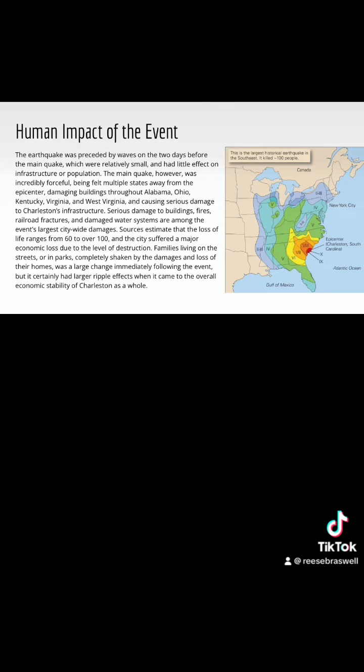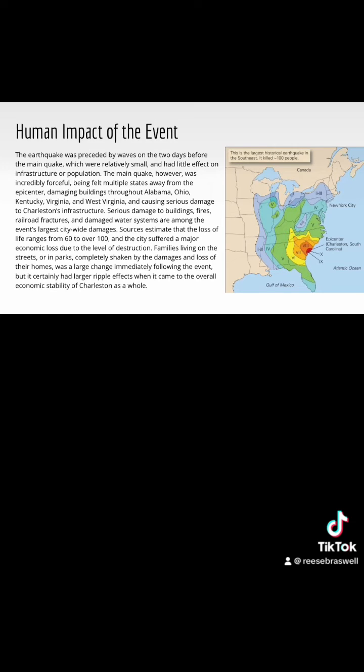had little effect on infrastructure or population. The main quake, however, was incredibly forceful, being felt multiple states away from the epicenter, damaging buildings throughout Alabama, Ohio, Kentucky, Virginia, and West Virginia, and causing serious damage to Charleston's infrastructure. Serious damage to buildings, fires, railroads, fractures, and damaged water systems are among the event's largest citywide damages.